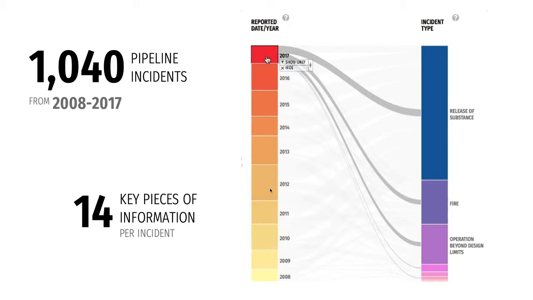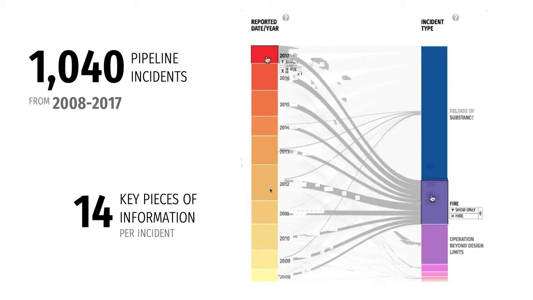So how many were releases of substance, how many were fires. Down at the very bottom, if you were to hover over it, you'd see a very, very small number of injuries to people. And then you could also interactively browse these to get a sense of how many of each one of these incident types occurred in any given year, for any given incident type, what years they tend to be more or less common in.